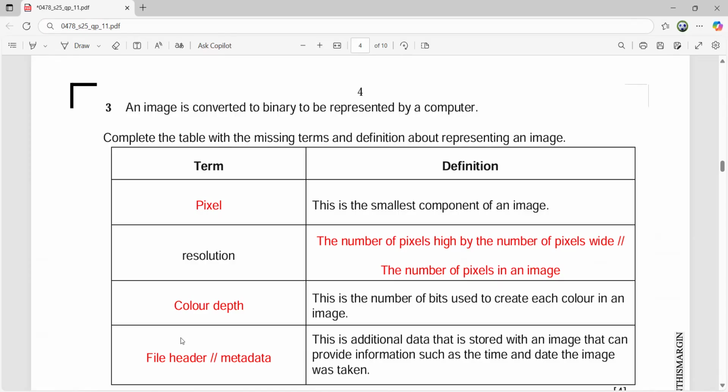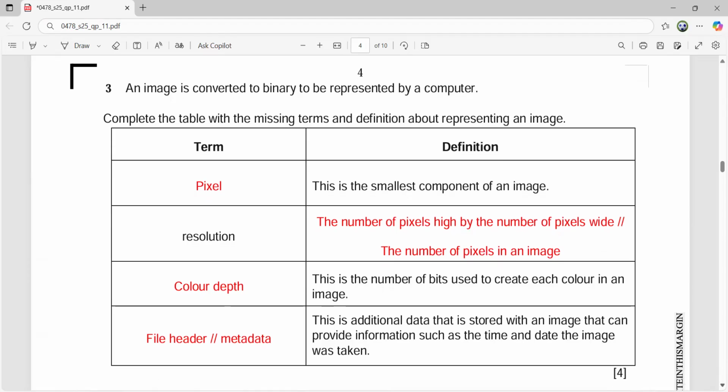Now, the next one is resolution. And what we can mention, the number of pixels high by the number of pixels wide, or the number of pixels in an image. So if a child has written any of these answers, he will have answered accurately for the term resolution. Now, another term that is given to me is this is the number of bits used to create each color in an image. And this is what you know is a color depth.